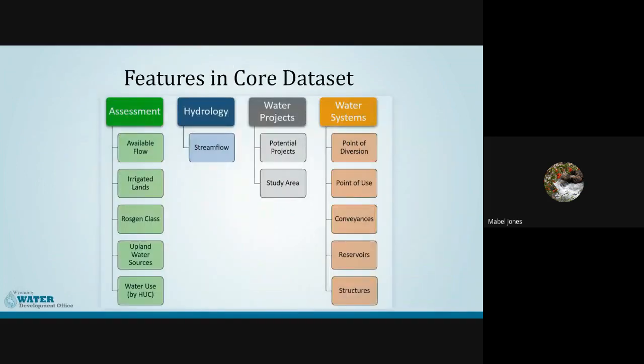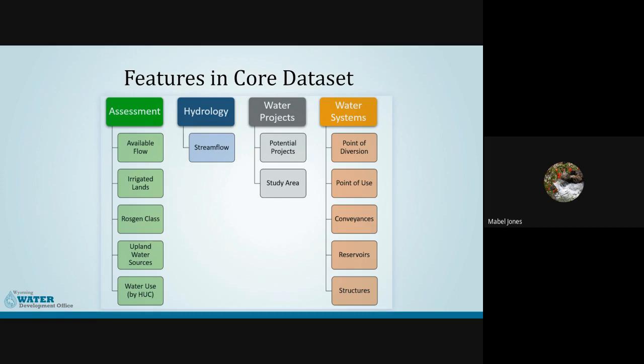So in the introduction, the goal of modernizing and standardizing the data collected as part of water development projects was mentioned. And as we reviewed the contract language, the concept of core data sets was introduced. The framework of the core data sets in the template is based on common sets of data gathered during water development projects. The assessment data set includes key data related to water use, changes over time, and ground conditions. Included here are mapping of Rosgen class, upland water sources, and irrigated lands. The hydrology data set contains information on both measured and modeled stream flow.